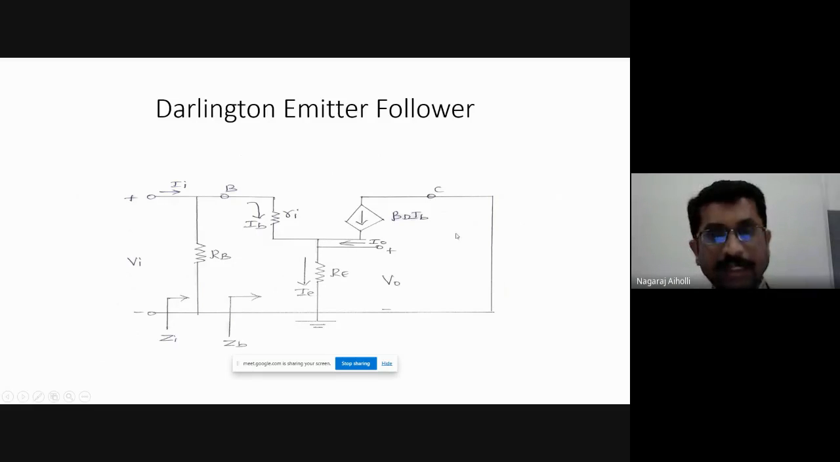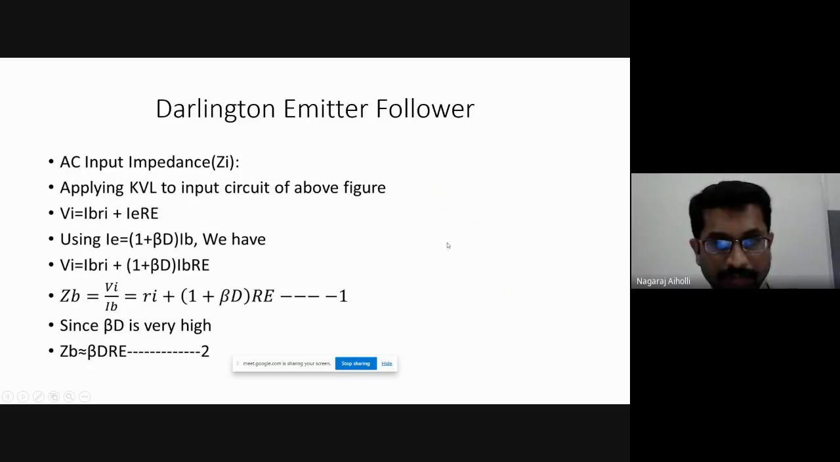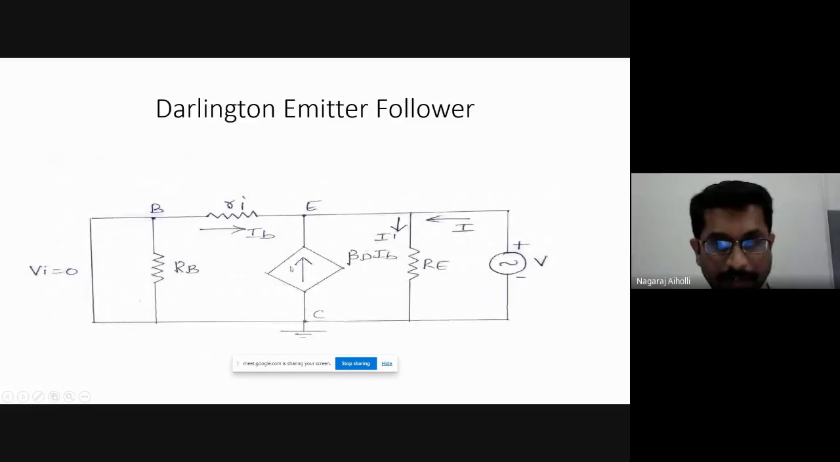On the other side we have the collector. This is the current beta DIB, which is moving into the emitter terminal. The other side is the collector, which is grounded. Then we connect a voltage source equal to the output voltage V. The current flowing is, let us assume, I. The current which gets split into Re, let us take as I dash.